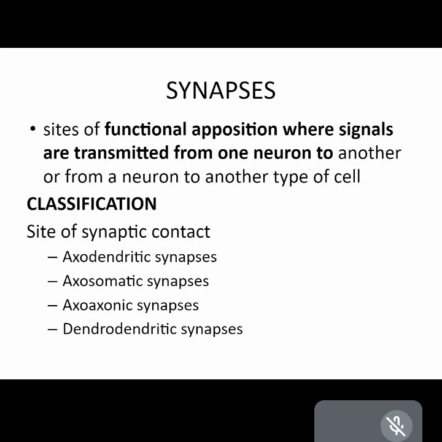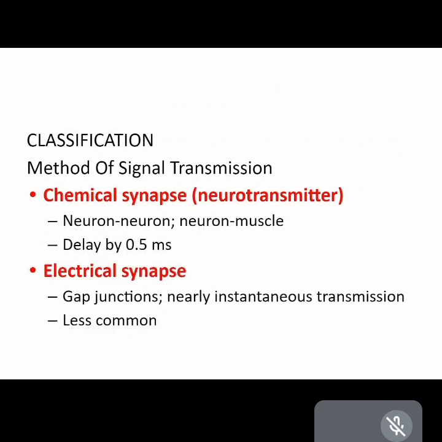Synapses. They are sites of functional apposition where signals are transmitted from one neuron to another or from a neuron to another type of cell. Classification is according to the site of synaptic contact: axodendritic, axosomatic, axoaxonic, and dendrodendritic synapses. Classification via method of signal transmission: chemical synapse and electrical synapse.